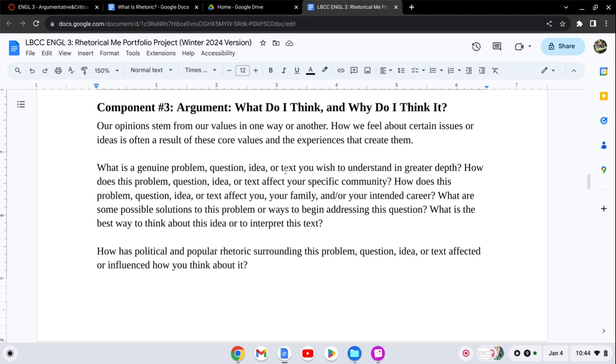So maybe it could be a particular style of architecture, or maybe it could be a particular music genre, or maybe it's a specific album, a music album that you really enjoy that you want to understand on a deeper level. That could be the case too. So whatever it is, it should be something that you genuinely care about. And if you weren't working on this project for school, you would still care about it. Okay, so that is a key thing. It should be something you actually care about.